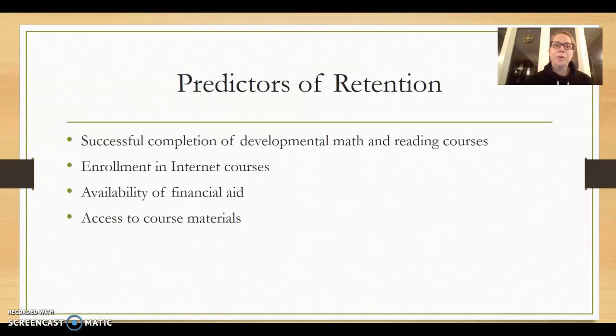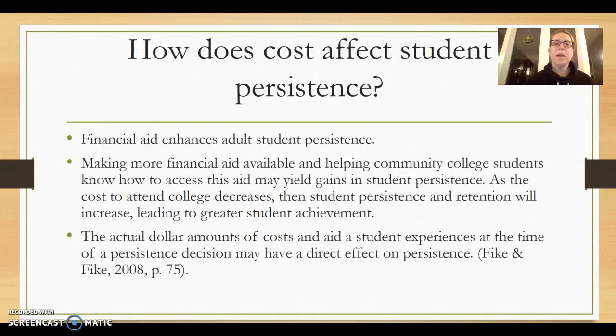In my literature review, I looked at many things. One of them was predictors of retention. Two of the main areas that I like to focus on are the availability of financial aid and how the access to course materials, in particular textbooks, influences predictors of retention. How does cost affect student persistence?